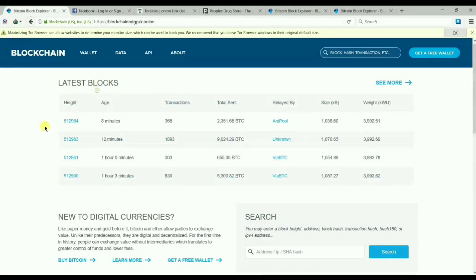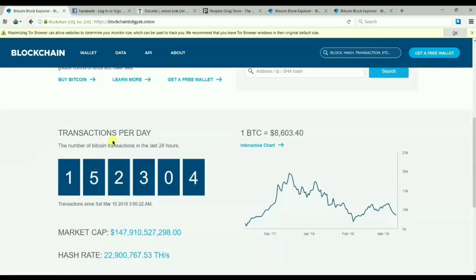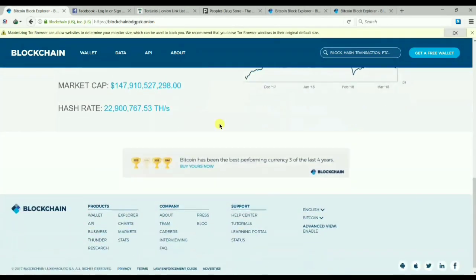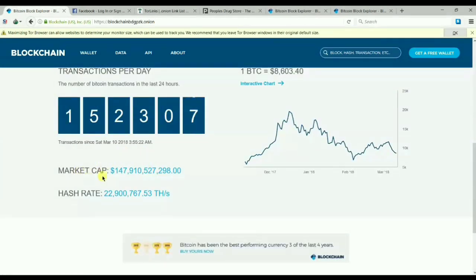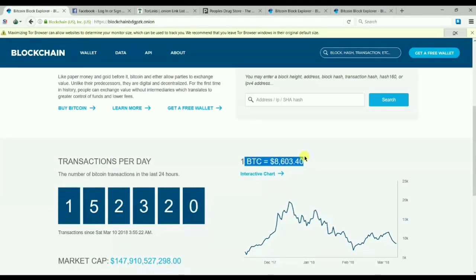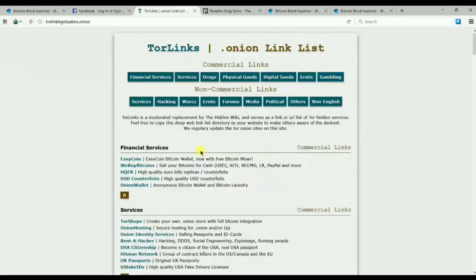As you can see on this website, it's showing all the things related to bitcoins like the transactions per day, market cap and hash rate. Fun fact, the price of one bitcoin today is $8,603.40. But then, where did I get this website from?